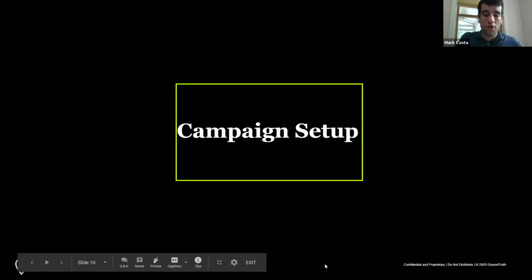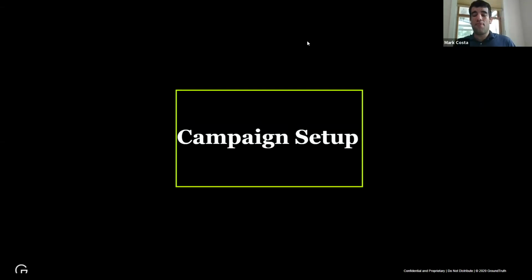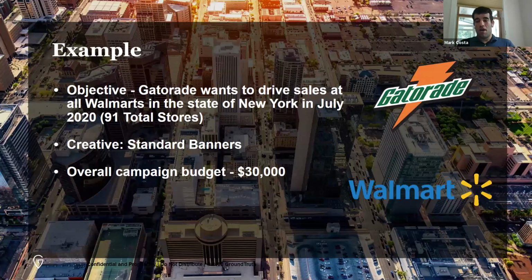Next, we're going to go through some campaign setup. We're going to go through an example. I'm going to go back to the well here with Gatorade and Walmart. Say Gatorade wanted to drive sales at all Walmarts in the state of New York in July 2020. I actually looked it up, and it's about 91 total stores. And for the creative, they're going to use mainly standard banners. They could use GIFs or whatnot.